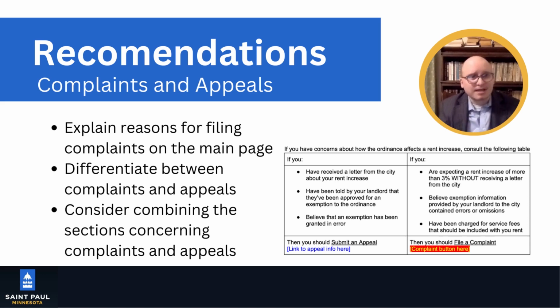And so that information needs to be on the main page so that users will see it, recognize their situation, and then act accordingly. We also think that potentially creating a sort of side-by-side graphic where users can see when they need to file an appeal versus when they need to file a complaint would go a long way towards minimizing the number of users who mistake the complaints form and the appeals form for what they need to be doing.